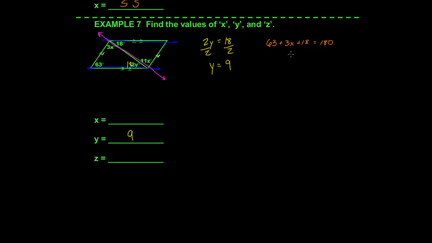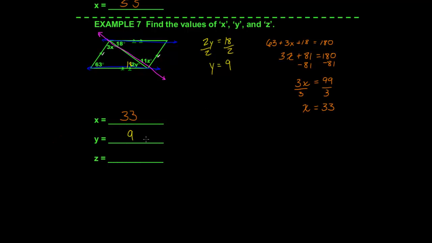So we're going to go ahead and combine our like terms. We've got a 3x, and then we're going to end up with a positive 63 plus 18, 81, equals 180. Subtract 81, 3x equals 99. Divide both sides by 3. That will leave you x equals 33. So here we go. We've solved for both of those.